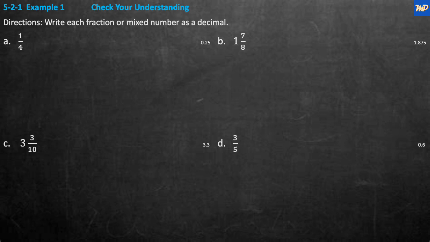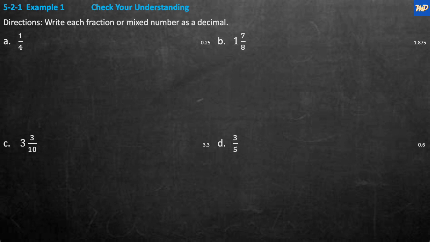Okay, now that you've done that, we're going to go through these problems. There's 4 problems here. It says write each fraction or mixed number as a decimal. So let's start off with the first one. So the first one here is 1/4. So we want to write 1/4 as a decimal.